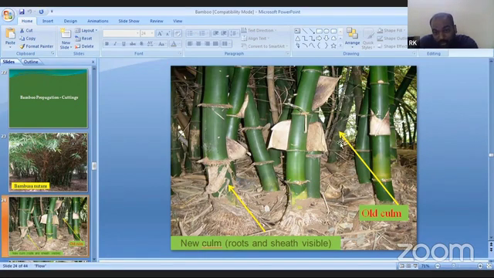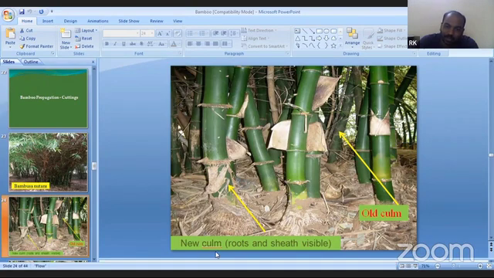This is the old one. How do we identify it? Here, this sheath is not there. You see that? The white colored portion is called the sheath. This one does not have it, but this one has it, 1, 2, 3, 4, 5 like that.